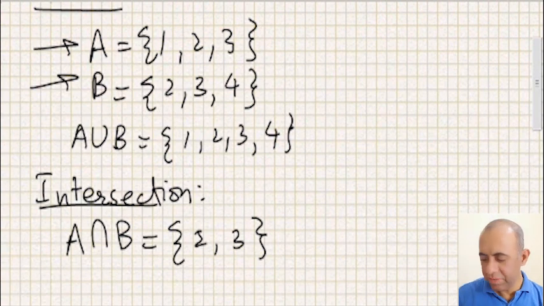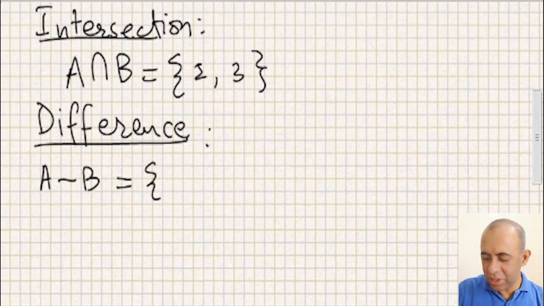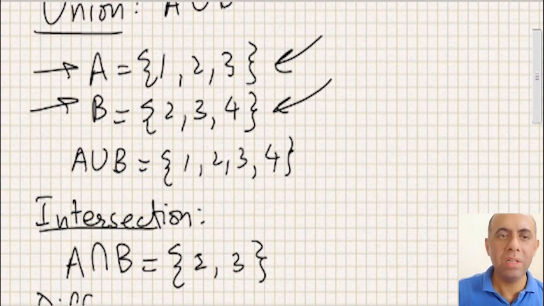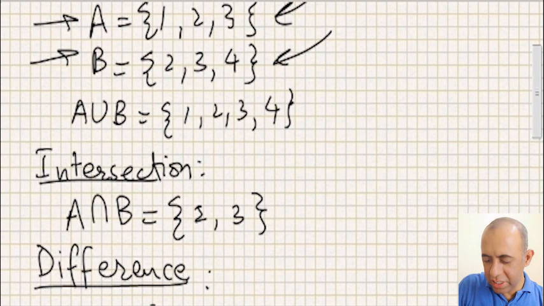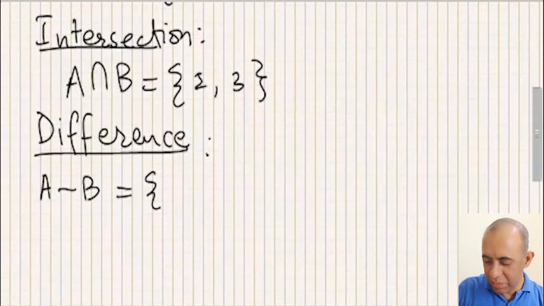Similarly, the difference of two sets. Difference is defined as A minus B. So from the same example, if we were to do A minus B, we will keep all the elements of A which are not in B. 2 is in B and A, 3 is in B and A both, but 1 is the element which is only in A and not in B. So that will be the only element in A minus B.